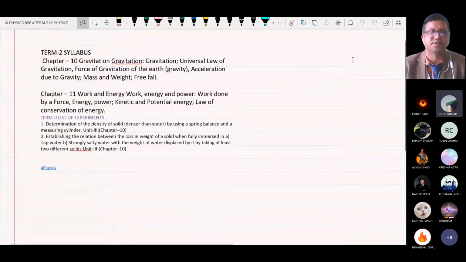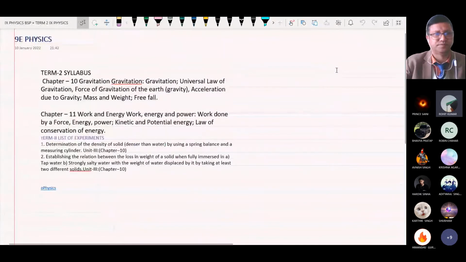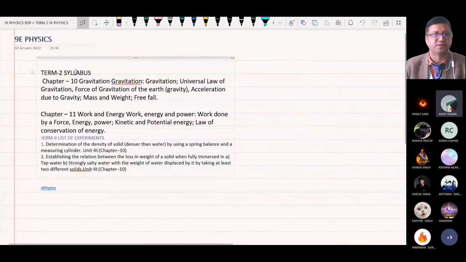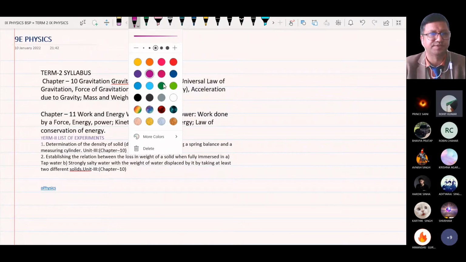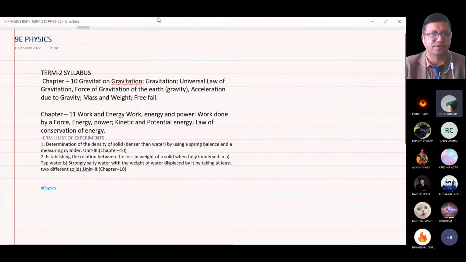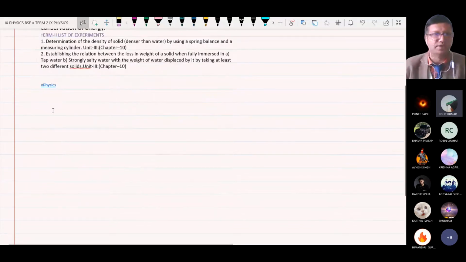So I think this is the syllabus of term 2. That is the part of this term 2. We have started with the concept of gravitation, and from here two things are clear to all of you.